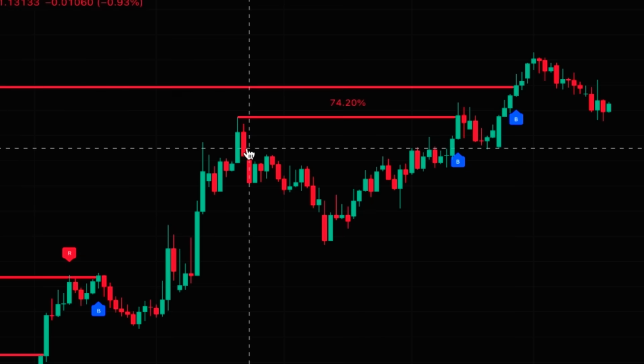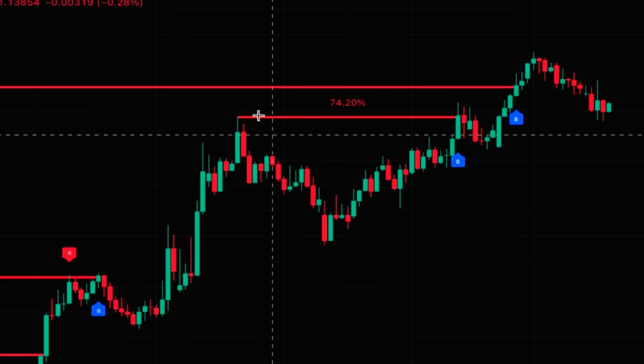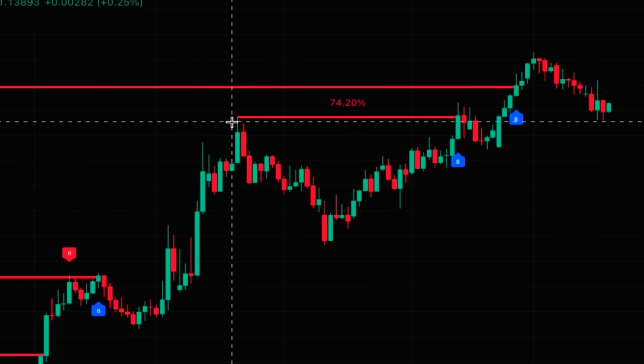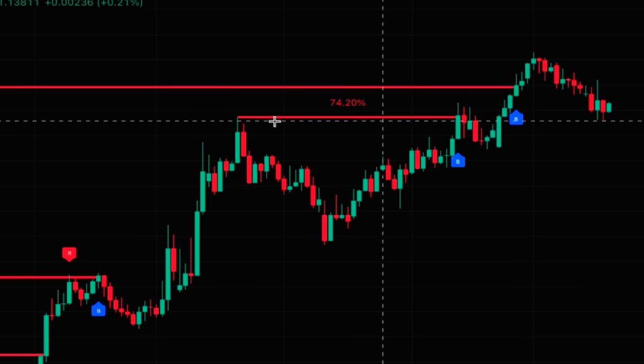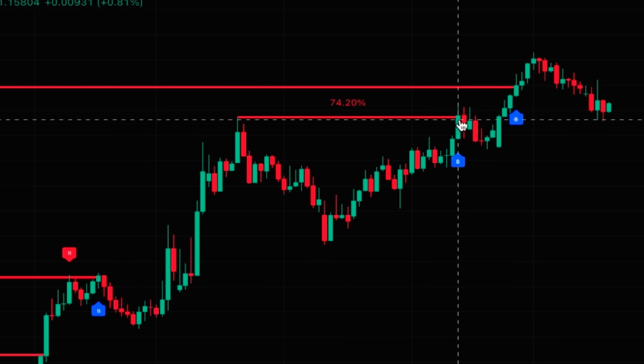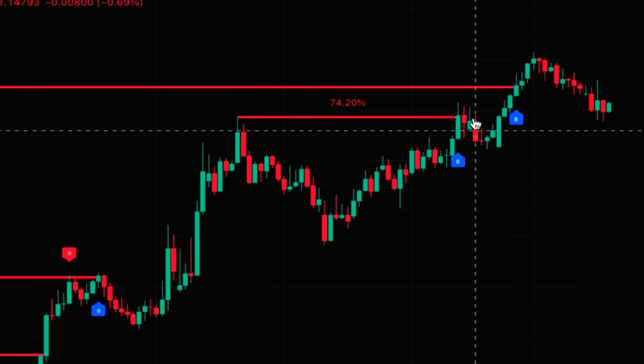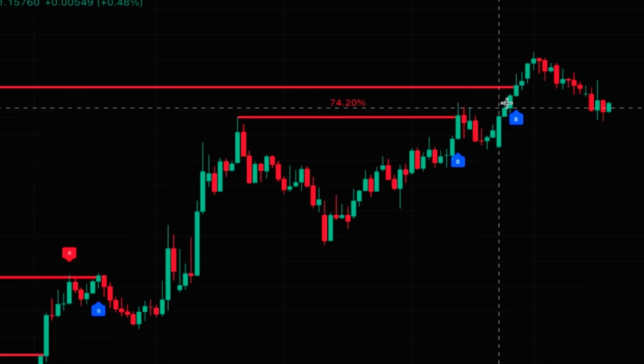For example, here, after the price reached this high and went down, creating the swing high, based on the logistic regression calculations, it has a 74% probability that this level can act as a potential resistance level. And here, you can see that after that we had a pause of the price for a short period of time before breaking the level and going higher.